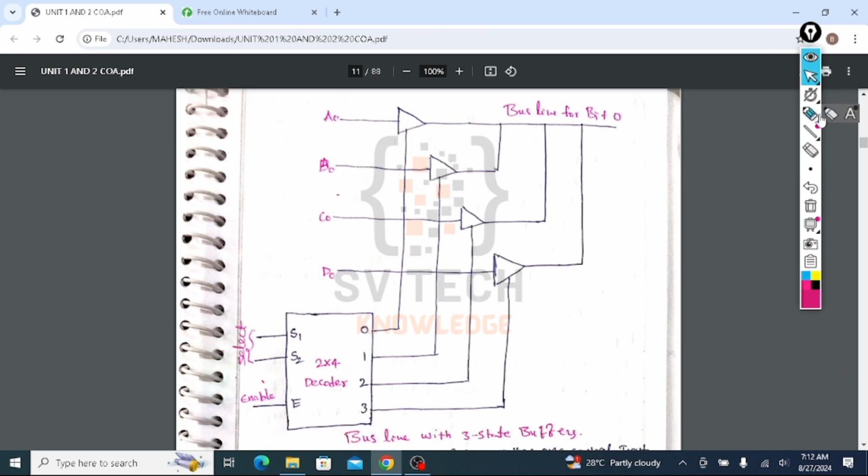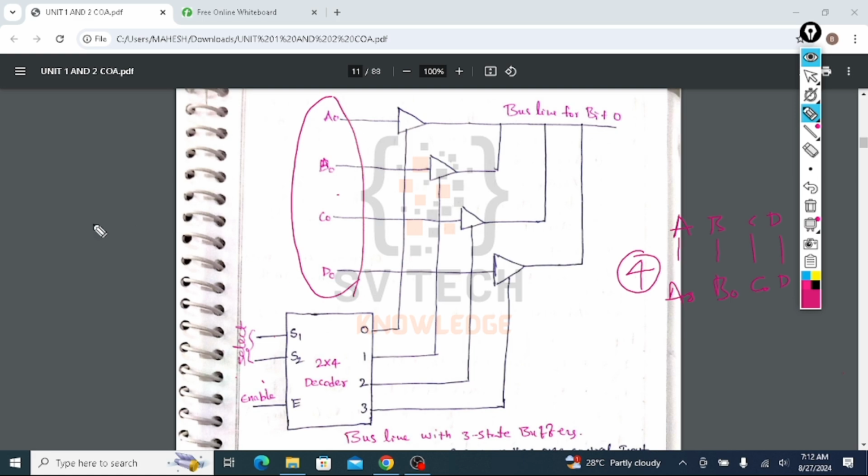This is a simple 3-state buffer common bus construction. Here I am taking 4 registers which are A, B, C and D. The first bit of A is A0, the first bit of B is B0, the first bit of C is C0 and the first bit of D is D0. Here you can see all these bits.